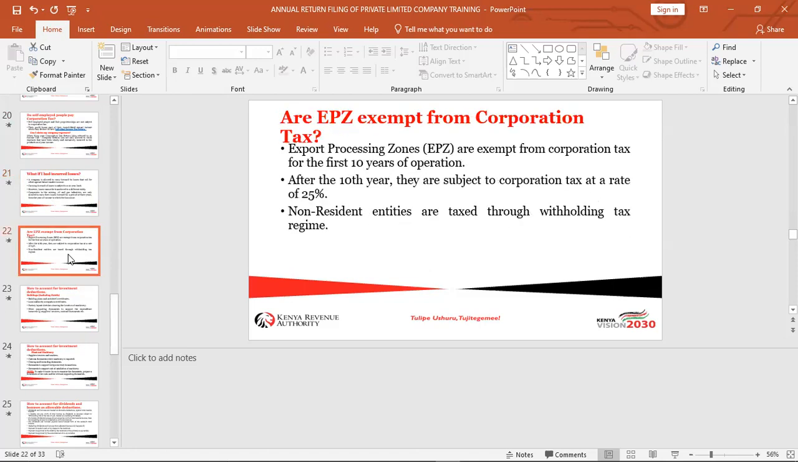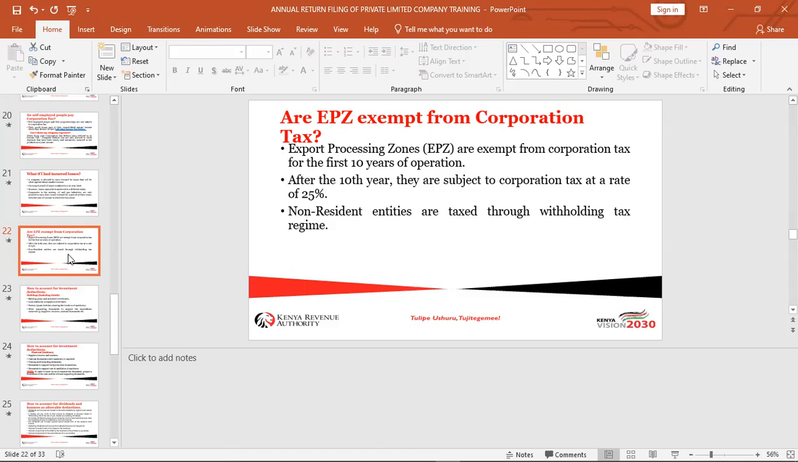Then EPZ, that is Export Processing Zones. These are the companies that normally produce things that are only for export. They are exempt from corporate tax for the first 10 years of operation. So once you establish an EPZ in Kenya, you enjoy a tax holiday for 10 years. After 10 years, you are subject to corporation tax at a rate of 25%.